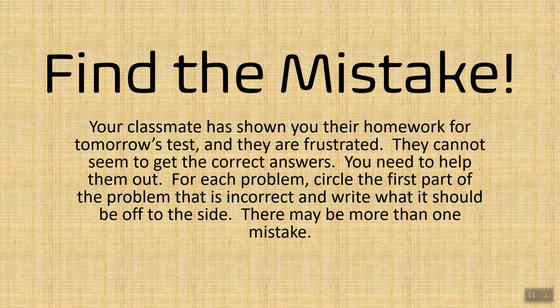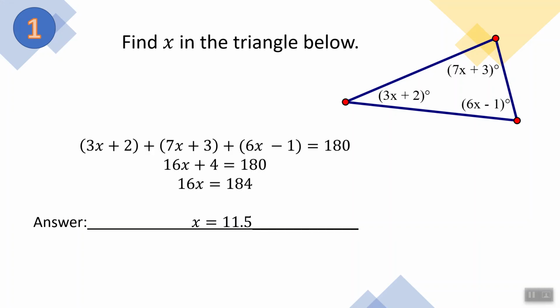For each problem, circle the first part of the problem that is incorrect, and write what should be off to the side. There may be more than one mistake. Looking at the triangle below, find the x value.